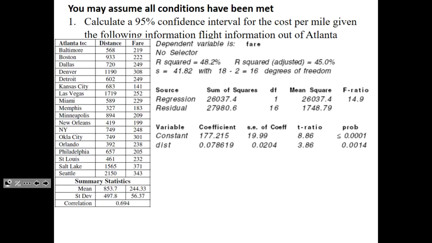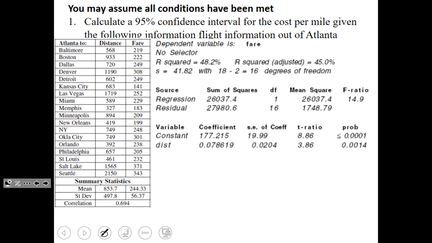So we have Atlanta to Baltimore, Boston, Dallas, Denver, Detroit, Kansas City, Las Vegas, Miami, Memphis, Minneapolis, all these cities you can go to. We have how far it is, we have how much a fare is, and we have some summary statistics. But even better, we already have the computer output. So our dependent variable is fare. R squared is 48.2%. I have my coefficients for variables for constant.